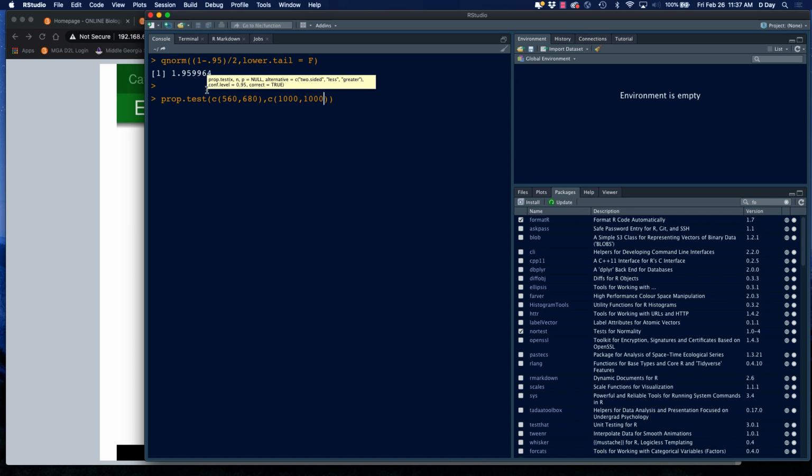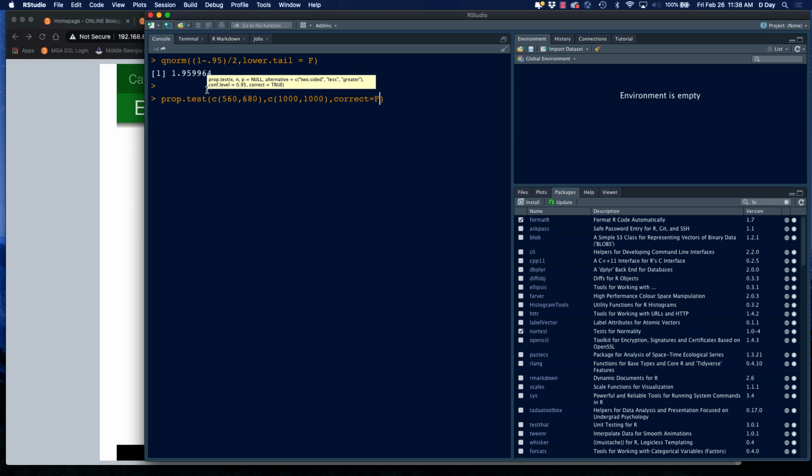I'm going to put this command in here that says correct equals FALSE. This is what they call a continuity correction, and if it's set to TRUE, your outcome will be a little bit more different than what we got when we did this by hand. But I recommend you always use correct equals FALSE, because it makes the output for your interval values closer to the one we did by hand.